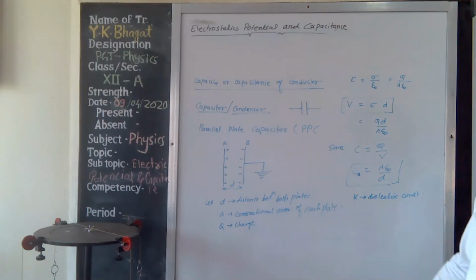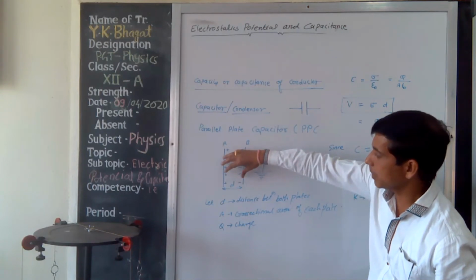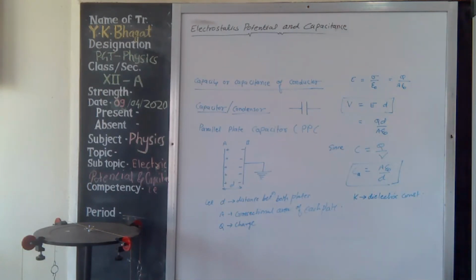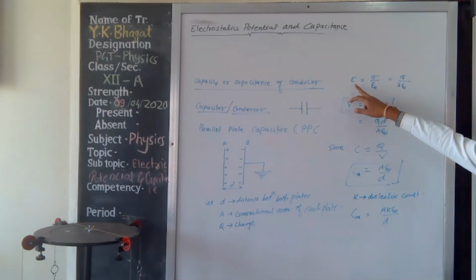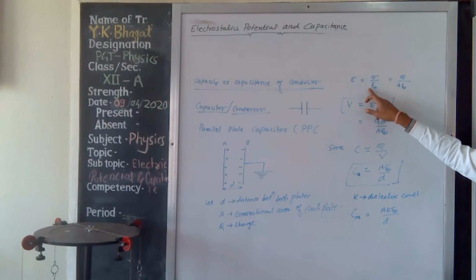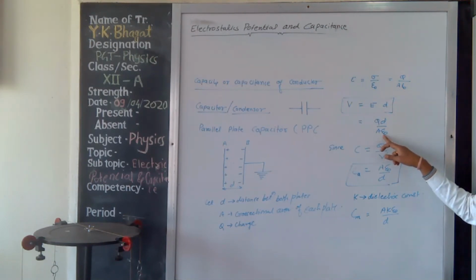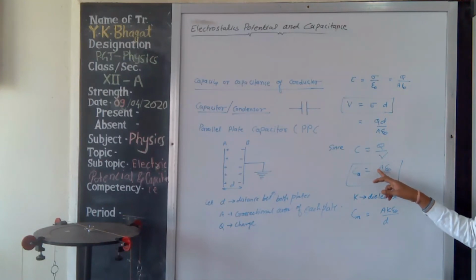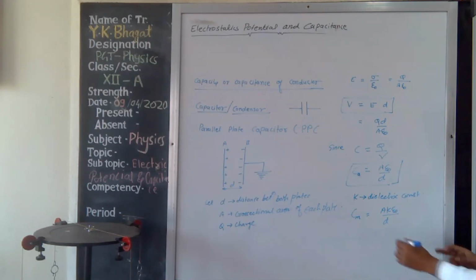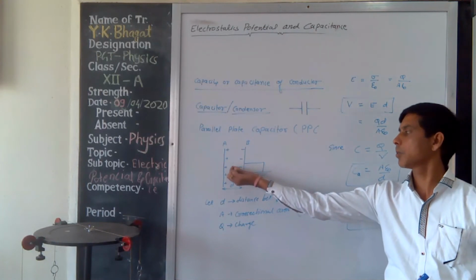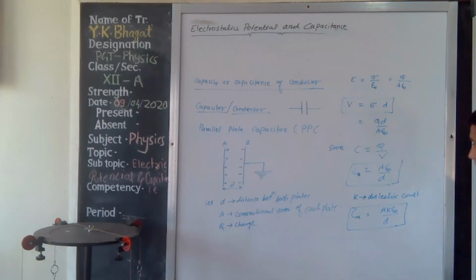K is the dielectric constant put between the plates, then the formula will be Cm equal to A K epsilon naught by D. Why A K epsilon naught by D? Because here E will be sigma upon K epsilon naught, then it will be A K epsilon naught by D. It is the formula for capacity of a parallel plate capacitor when there is dielectric media present between the plates.